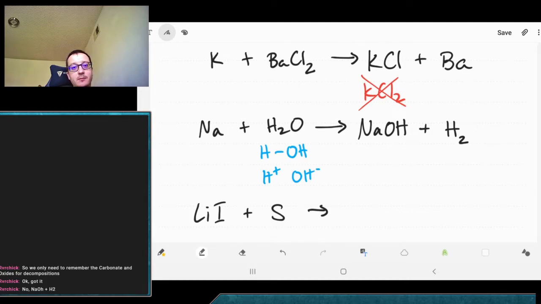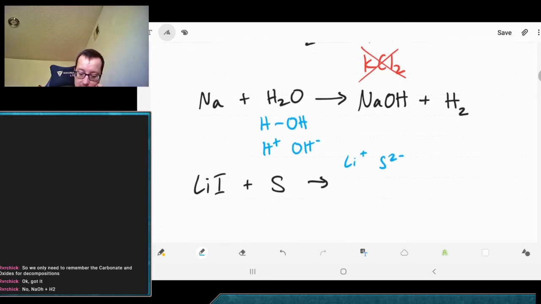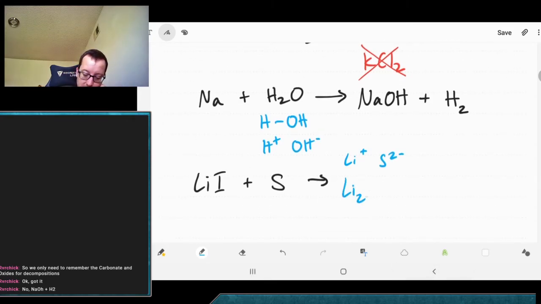So look at your element. Your element is sulfur, the one by itself, that is. Sulfur is a nonmetal, so it is going to replace the nonmetal in our lithium iodide. The nonmetal there is going to be the iodine. So we have to remember, okay, what charge does sulfur make? Sulfur makes a 2- ion. Lithium is a 1+. So if we crisscross those, we get lithium sulfide, Li2S.